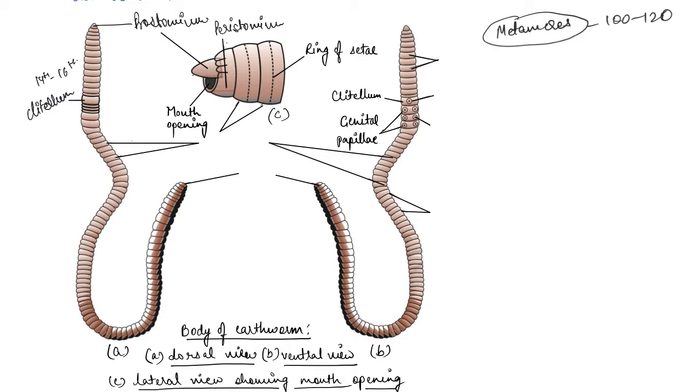So basically, on the basis of the presence of clitellum, the body of the earthworm is divided into three regions. The first one is preclitellar. The second one is clitellar. And the third one is postclitellar.